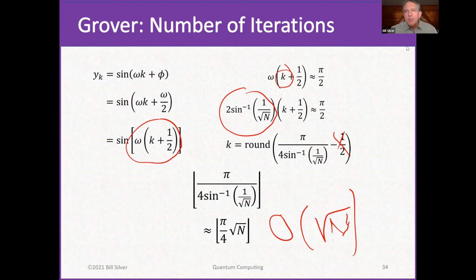Now, that's the theory. In order to turn this into an actual quantum algorithm, I'm going to have to show you gates that implement all of this, right? I'm going to have to actually show you how to build the machine. But this is the math. This tells me that it works, that these are unitary operations and exactly how many iterations I need.